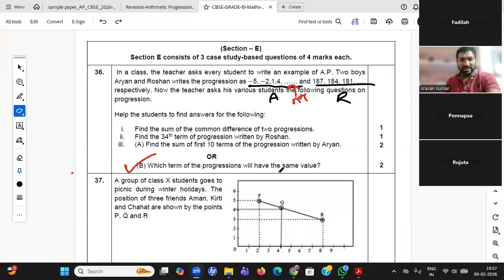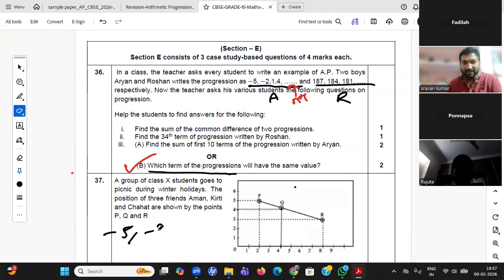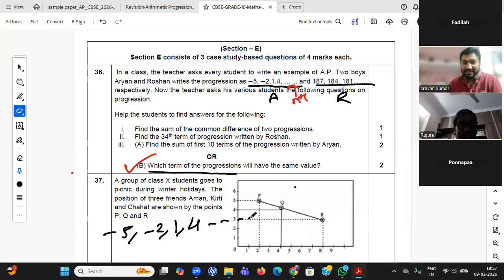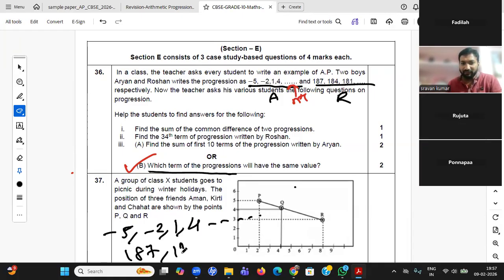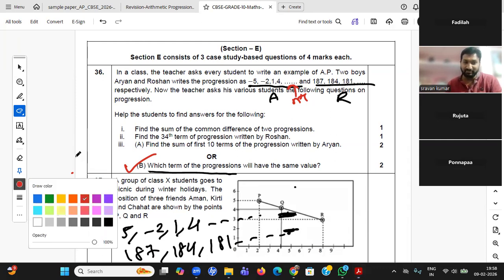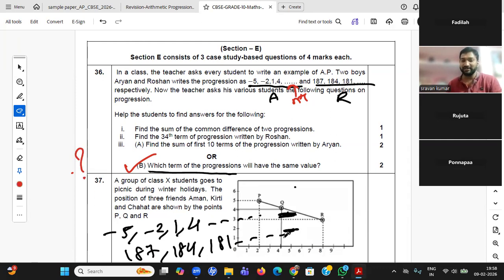Okay, so in the last case, he asked which term of the progression will have the same value. This one is increasing: -5, -2, 1, 4. And this one is decreasing: 187, 184, 181. So at some place both values will be the same. Now he is asking which place is that, which value is that?